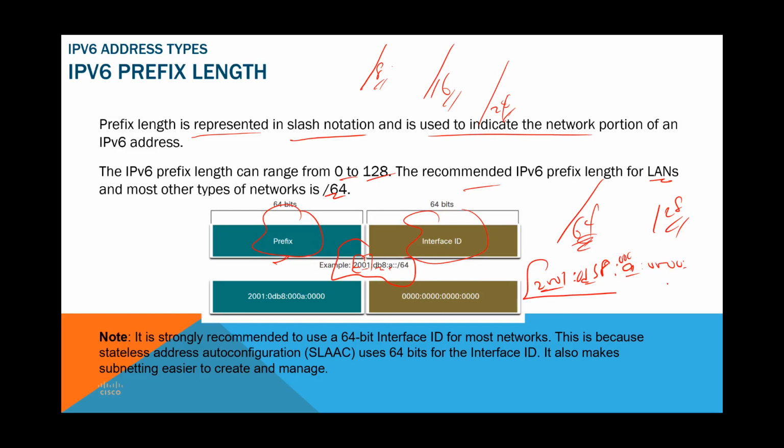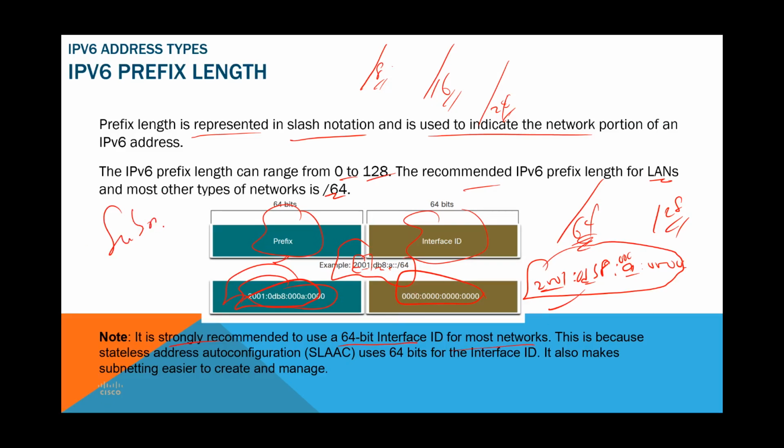So the first 64 bits of this IP address is our prefix portion, or we call it a network portion in IPv6. Look at what I'm trying to do here. They've even expanded it. Look at it here. So this is the part that points to our network portion in this IP address, and this is the part that points to our host portion. And they're telling you it is strongly recommended to use a 64-bit interface ID for most networks. Don't go beyond /64.